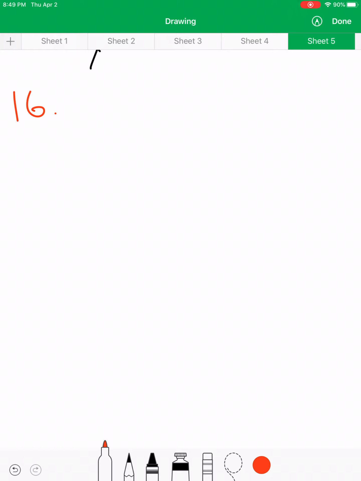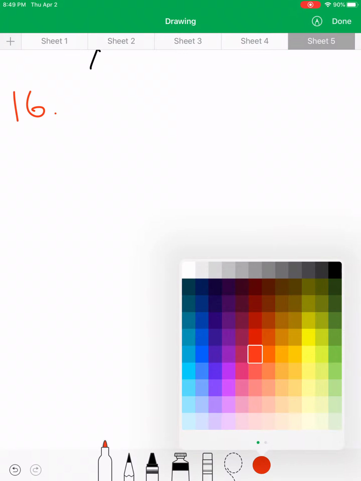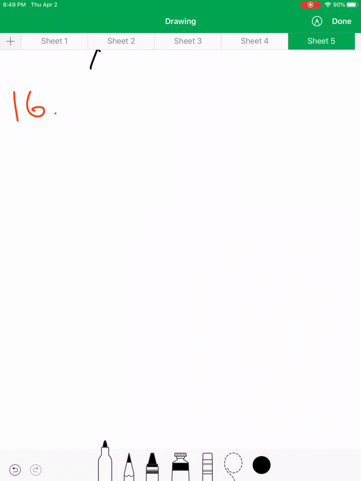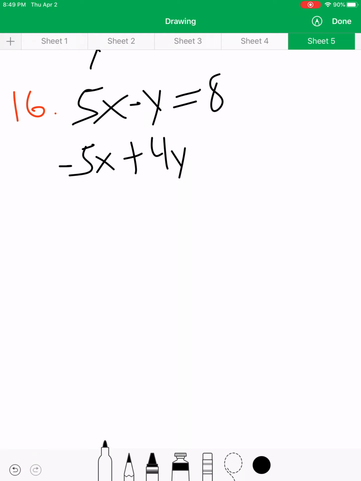Now we're in solving equations by elimination method, okay? So a little practice on that. We have 5x minus y equals 8 and negative 5x plus 4y equals negative 17. You're always looking for the same coefficient, opposite sign of one of your variables. Luckily for us, they're already set up that way.